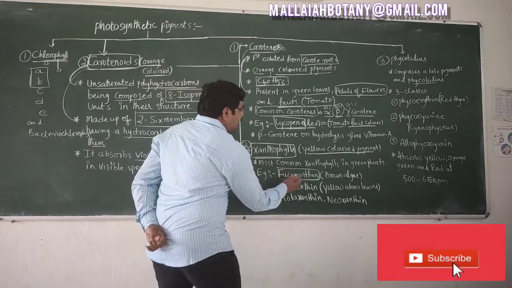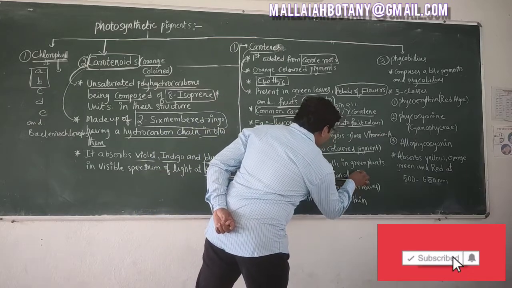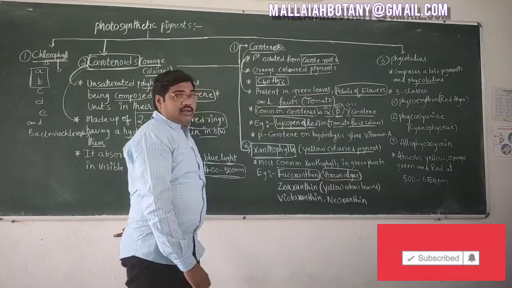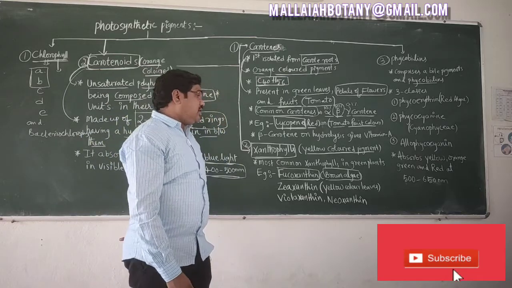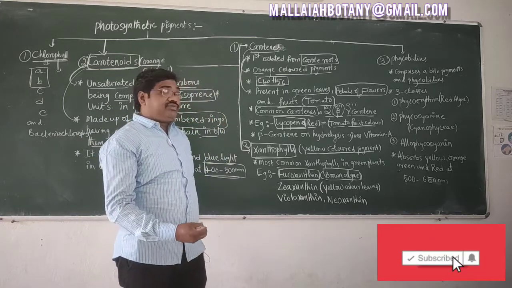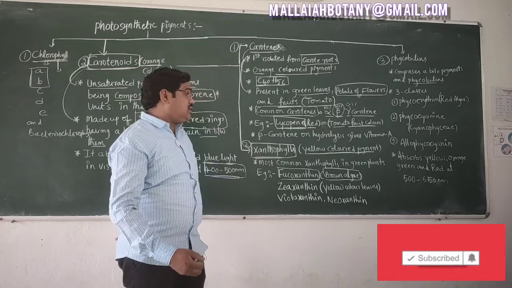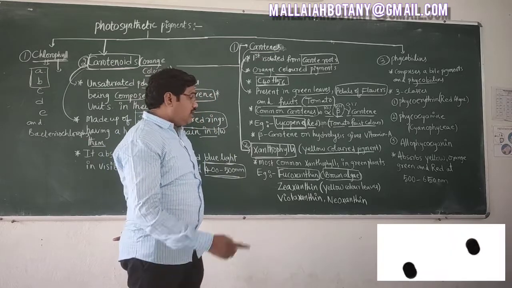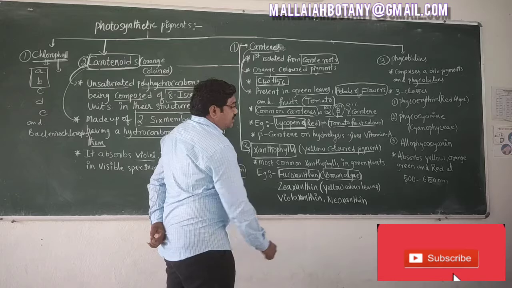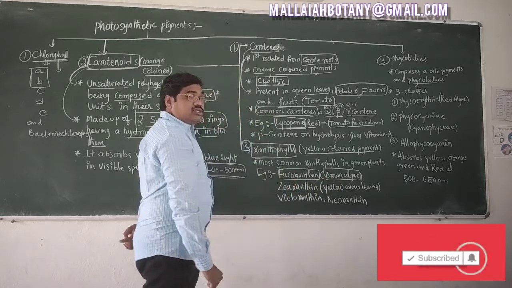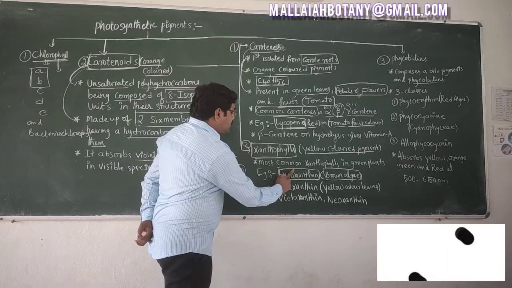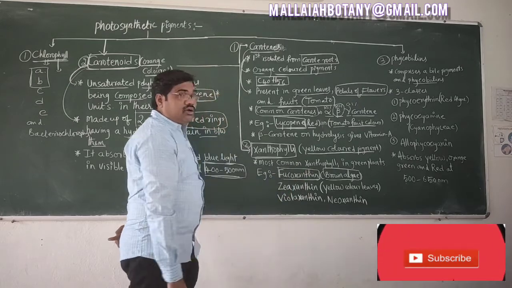It is present in the Phaeophyceae members, that is brown algae. In algae classification, the classes are Phaeophyceae, Chlorophyceae and Rhodophyceae. Of these three classes, the Phaeophyceae members have fucoxanthin. This is the most important pigment in the brown algae.